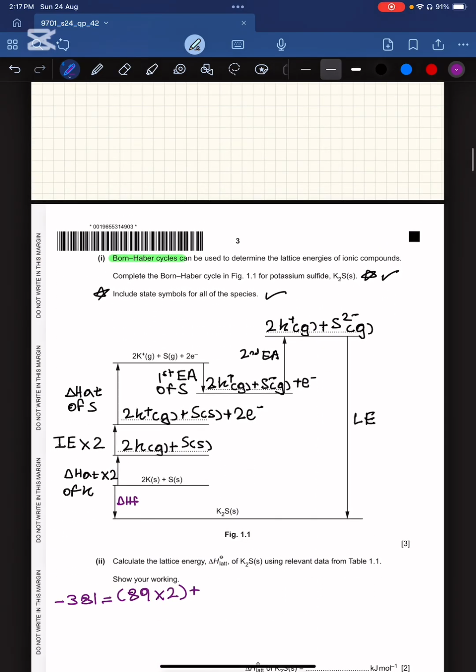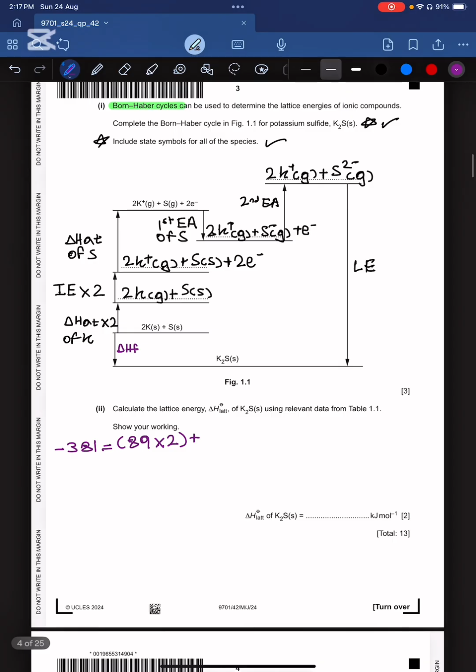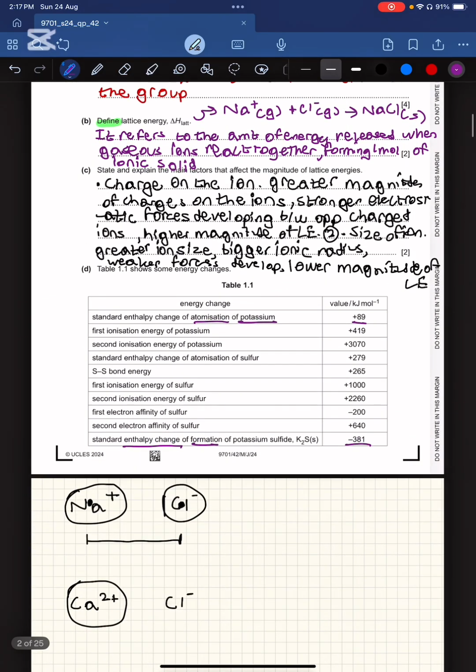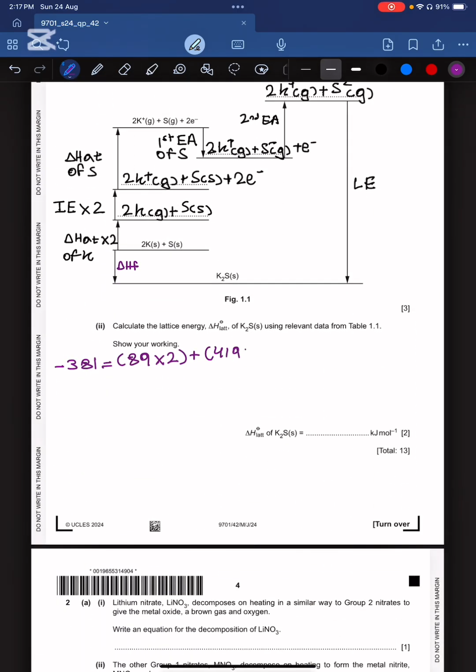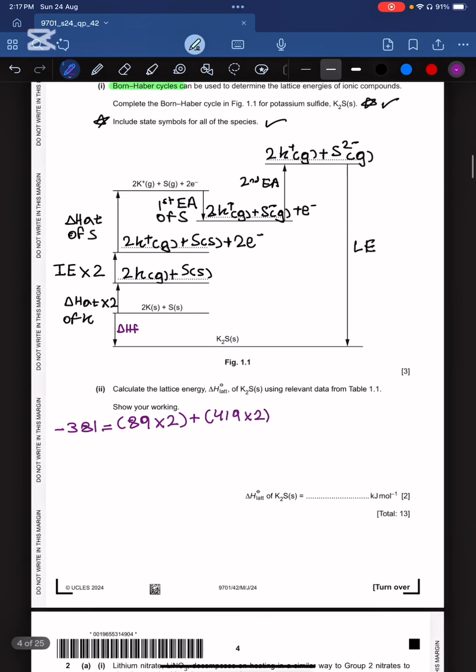Right. Plus ionization energy times 2. What is the ionization energy of potassium? The first ionization energy is 419. So I just write 419 times 2. This is done, this is done. Always keep ticking so you know where you are right now and you don't mistakenly add the same thing 2 times.